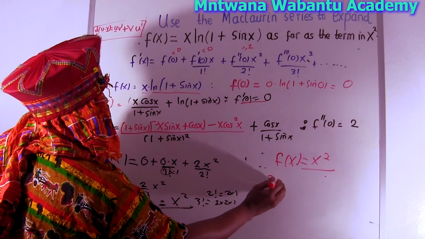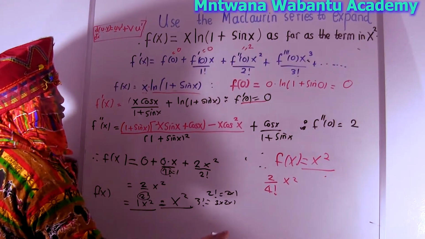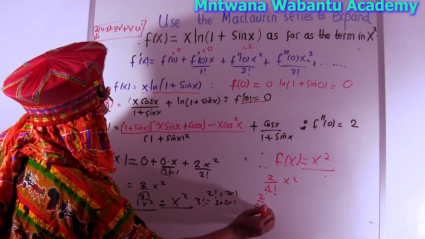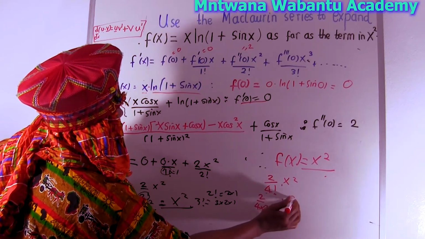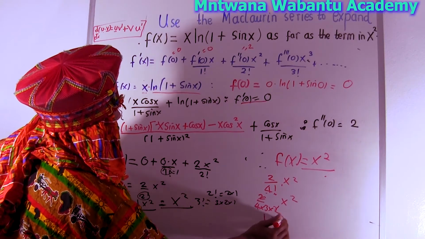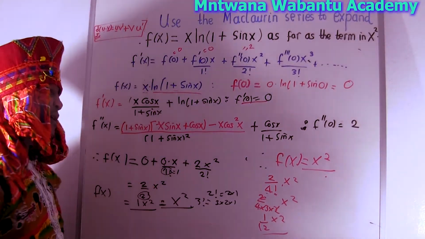But for example, let's say it was 2 over 4 factorial, x squared. So how would you do it? We're going to say 2 over 4 factorial means 4 times 3 times 2, and then they have x squared. So this is going to give us 2 and 2 cancel, so 1 over 12 x squared. You know what I'm saying? So it depends on the equation. But for this case, it just came out as x squared.